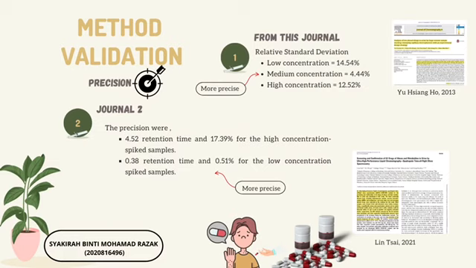In Journal 2, we found that the precision was calculated by retention time, which is 4.52% for the retention time and 0.39% for the higher concentration spike sample, and 0.38% for the retention time and 0.51% for the low concentration spike sample. So we know that the low concentration spike sample is more precise.